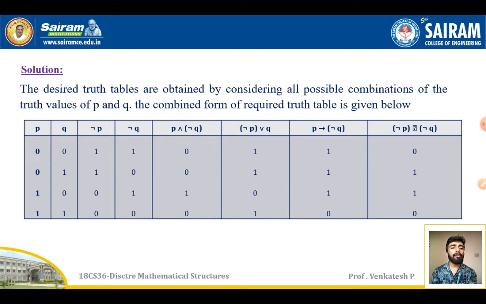Next is negation P or negation Q but not both. So I am going to apply the logical connective exclusive or. We'll see what values we get. For this logical connective, the truth value between 1 and 1 will become 0. Between 1 and 0 it will be 1. Between 0 and 1 it will be 1. Between 0 and 0 it will become 0.